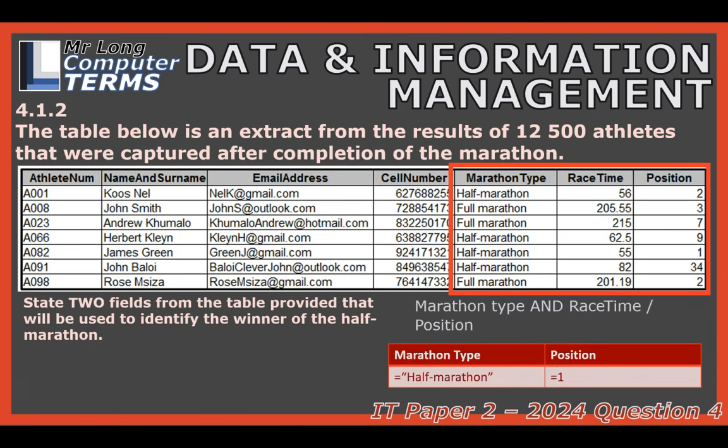And we could do a query like this. We could say where the marathon type equals half marathon and where position equals 1. That would tell us who the winner is. Or we could do, for example, marathon type is half marathon, and then we sort the race time, and then whichever race time is the smallest number would obviously be our first position or our winner. So those would be the fields I use in a query to find the winner of a half marathon.